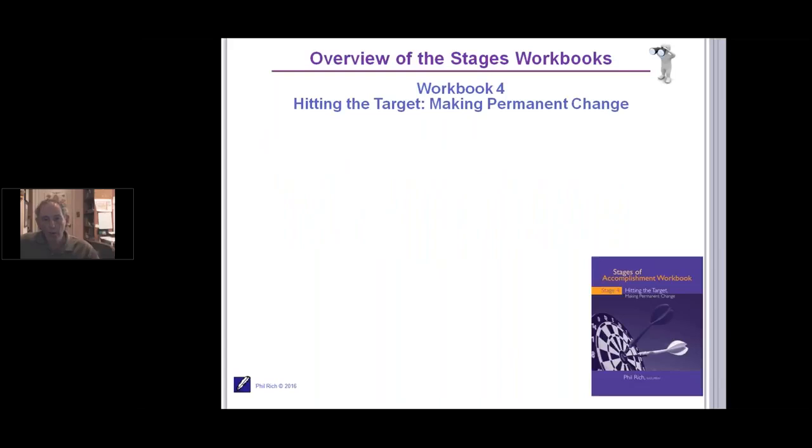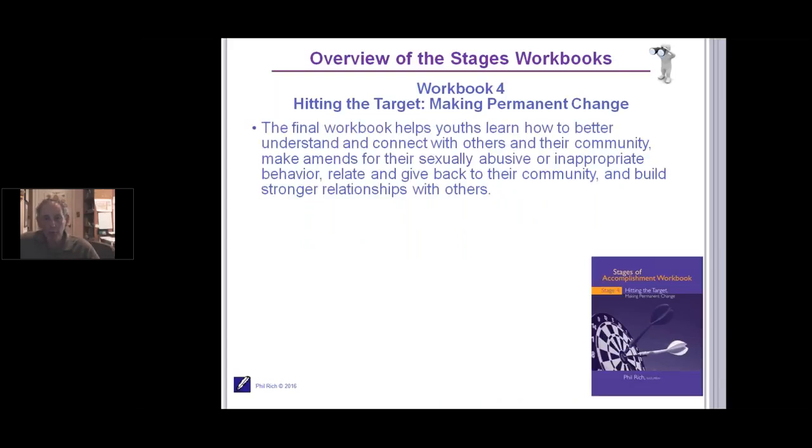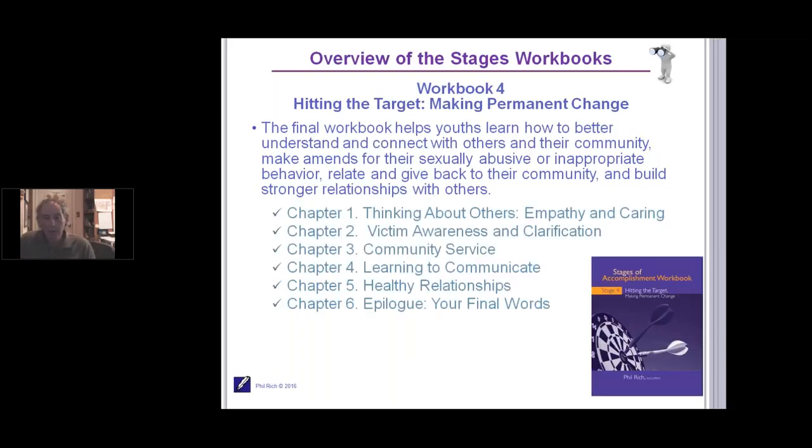And workbook 4, the thickest, hitting the target. Here we're looking to build permanent change. We're helping kids here to be able to connect to other people, to feel like they're part of a community, and in some cases to make amends. Here you can see 6 chapters: empathy and caring, victim awareness, victim clarification, community service, communication, healthy relationships.